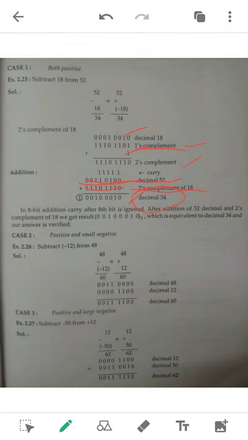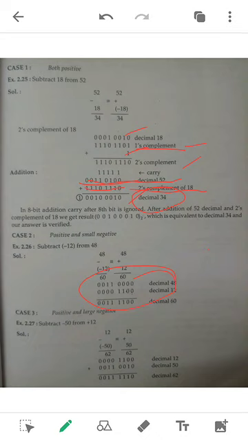The second case is positive and small negative. We have the number minus 12, which we have to subtract from plus 48. So the decimal numbers are 48 and 12. After subtracting, you should get the decimal number 60. Go through this example, case 2.